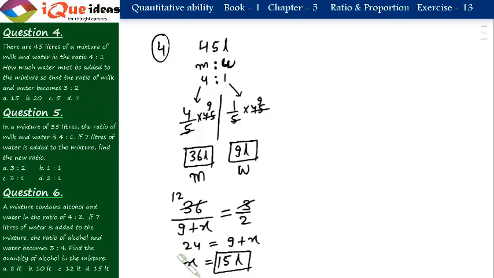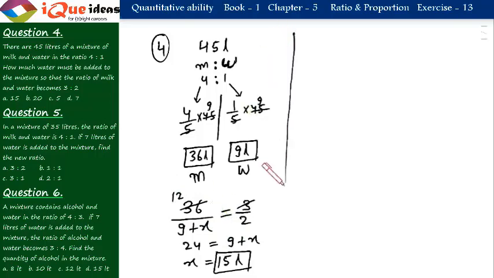Alright. So I repeat. First, we calculate the actual amount of milk and water in the mixture of 45 liters, that is 36 liters and 9 liters. Now milk remains same, 36 liters. Water, suppose we add x liters, so it becomes 9 plus x. Now the new quantities are milk 36 liters and water 9 plus x liters. The ratio of these two new quantities is equal to the new ratio 3:2. So 36 upon 9 plus x is equal to 3 by 2. On simplification, we get 24 equal to 9 plus x, x equal to 15 liters. So the quantity of water required to be added is 15 liters.